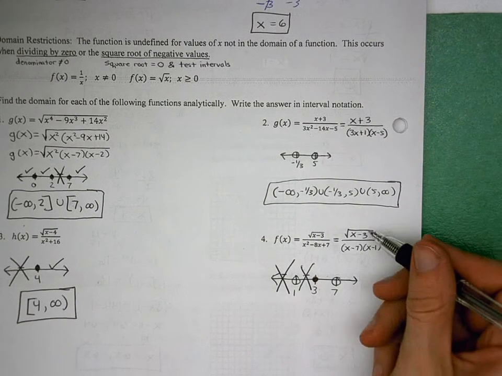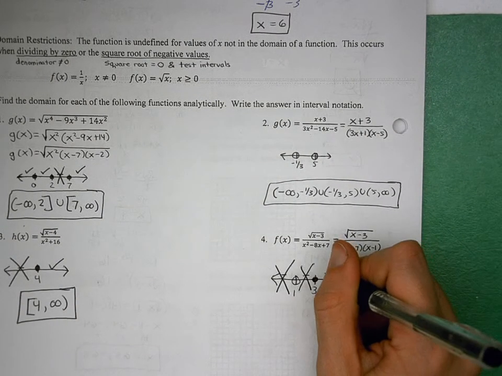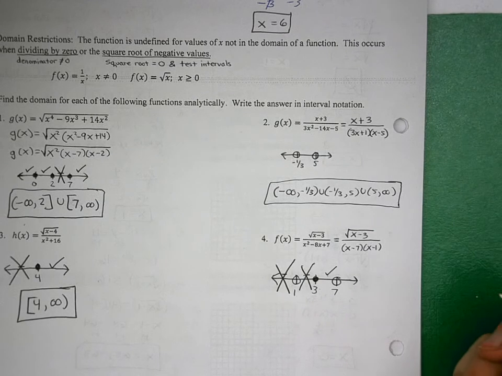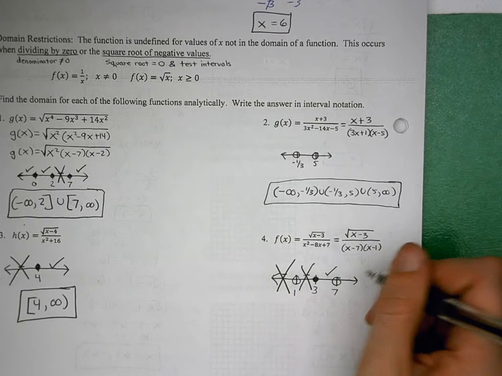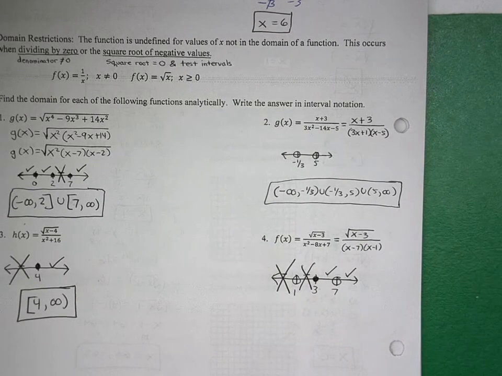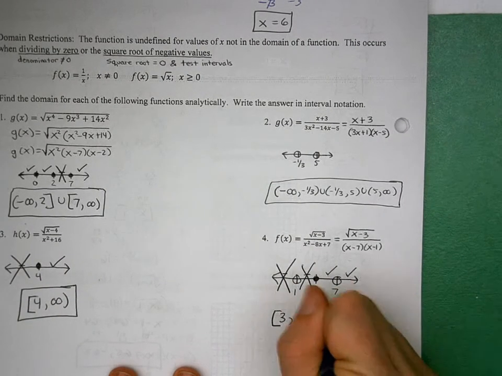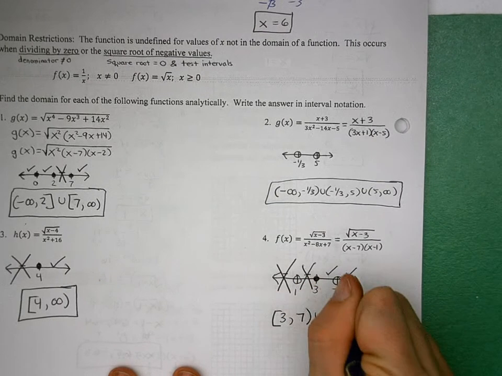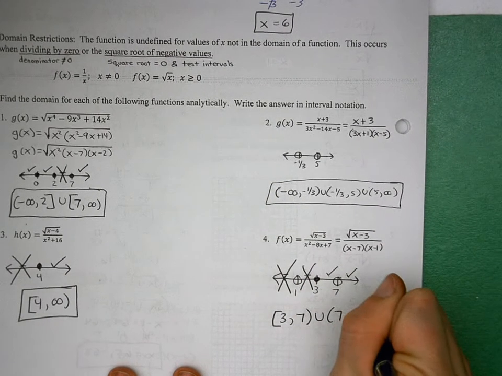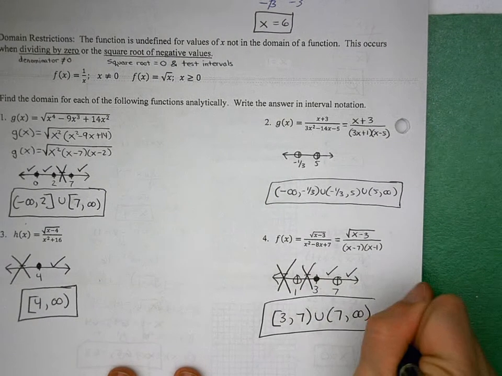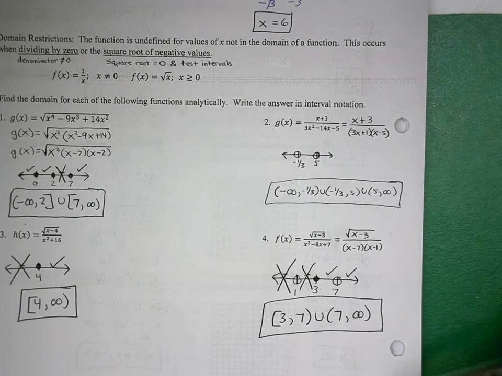Well, I like that one. Root 2 is fine. And when I plug in 9, I get root 6, also positive. So we're good to go with that region. So my domain is from 3 bracket to 7 parenthesis and 7 parenthesis to infinity. Infinity, remember, is always parenthesis. Okay? And that's objective 4.